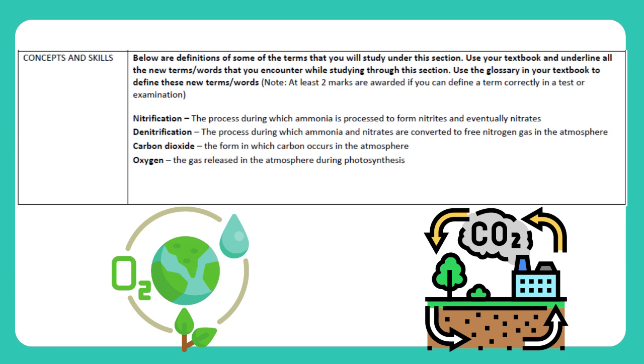Nitrification. The process during which ammonia is processed to form nitrites and eventually nitrates. Denitrification. The process during which ammonia and nitrates are converted to free nitrogen gas in the atmosphere. Carbon dioxide. The form in which carbon occurs in the atmosphere. Oxygen. The gas released in the atmosphere during photosynthesis.